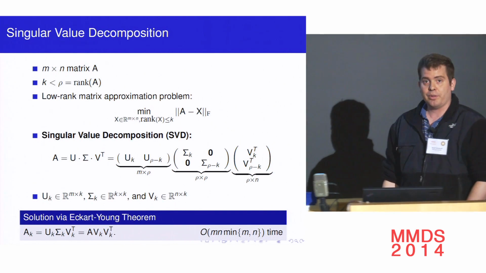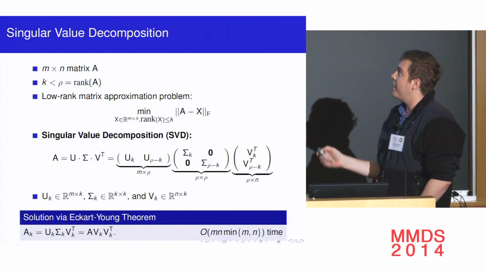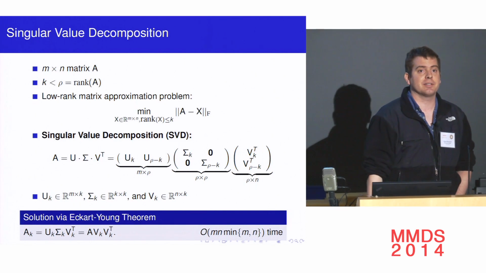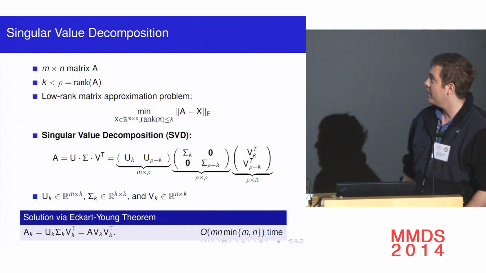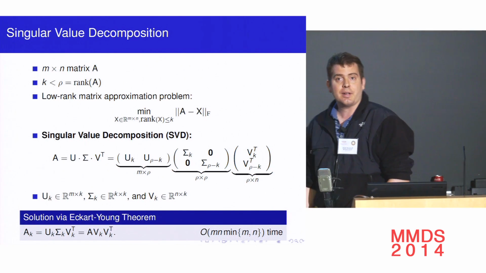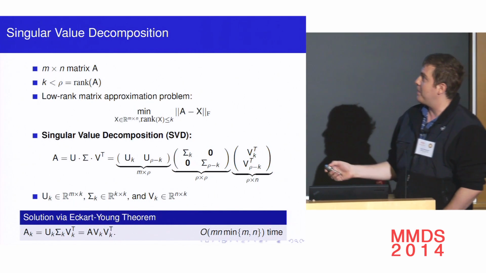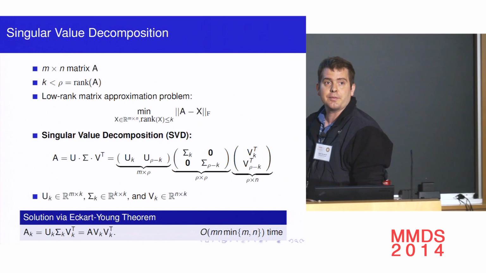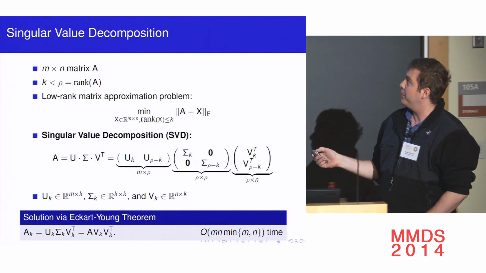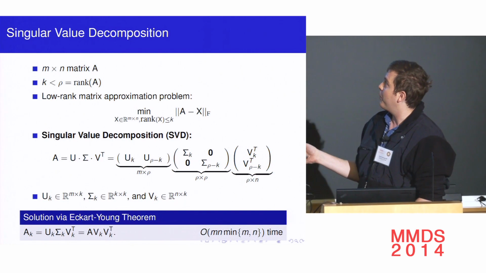And we're interested in the optimization problem of finding a matrix X whose rank is at most k, such that the Frobenius norm of A minus X is as small as possible. And a solution to this optimization problem is given by the singular value decomposition, or SVD. So any matrix A can be expressed as the product U sigma V transpose, where the columns of U are the left singular vectors of A. This is an m by rho matrix.